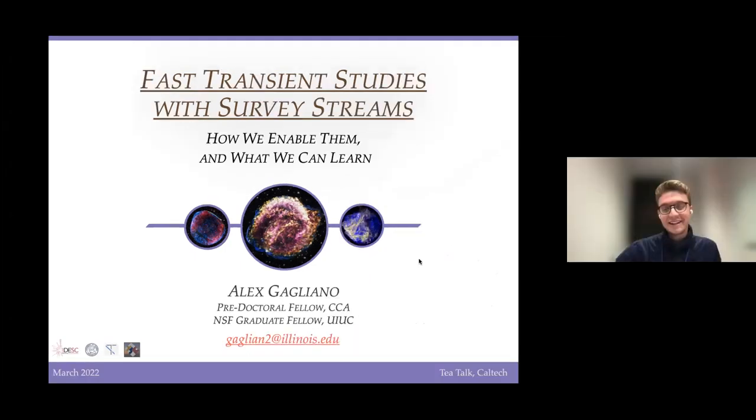So perhaps a more realistic title is how we better enable fast transient studies with survey streams and what we might be able to learn from them using the host galaxies of explosive transients. I would love this to be as interactive as possible. I recognize that it's hard to keep your video on, but please ask questions whenever you have them, and I'd love to answer them to the best of my ability.